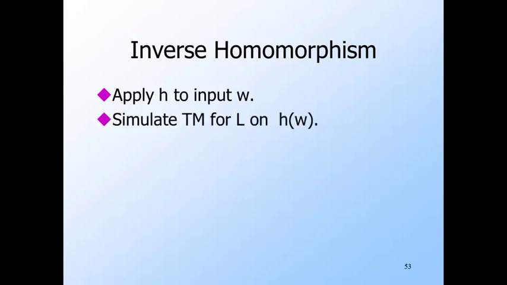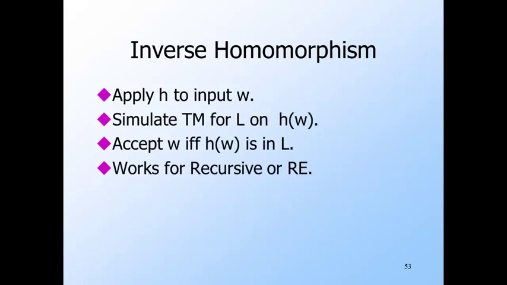Inverse homomorphism is also quite simple. Suppose L is a language, either recursive or recursively enumerable. Let M be a Turing machine for L and let H be a homomorphism. We'll design a Turing machine for H inverse of L. We'll start by applying H to the given input W. Simulate M on H of W. Accept W if H of W is in L.